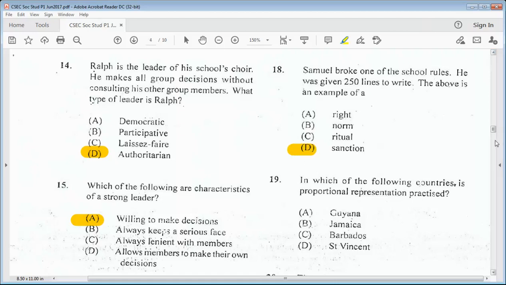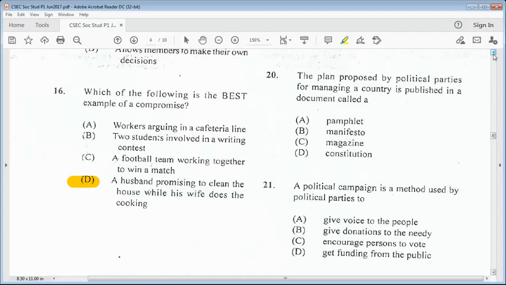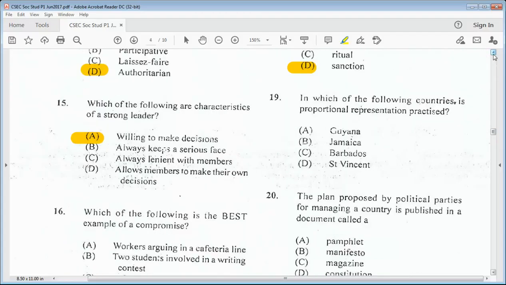Let's go on to number 19. Here it says, in which of the following countries is proportional representation practiced? A, Guyana, B, Jamaica, C, Barbados, D, St. Vincent. So what is proportional representation? Well, we know proportional representation is an electoral system in which the number of representatives per party are directly proportional or allocated to the number of votes they receive or win by.